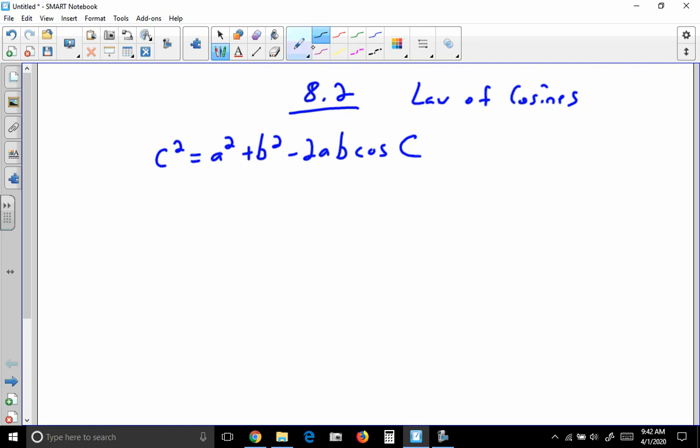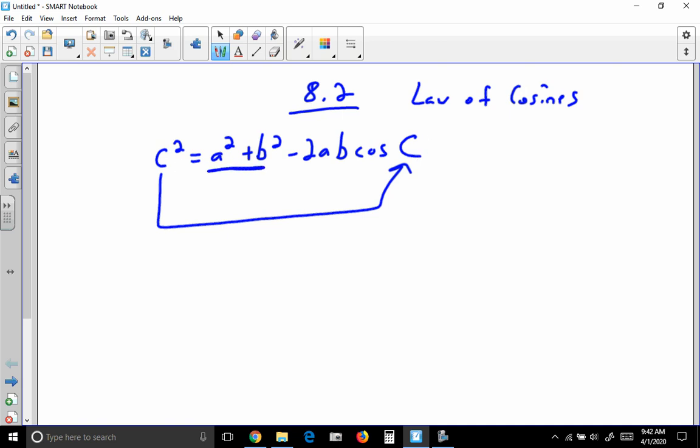Just note that if we have C on the left side, that's the angle that we're taking cosine of. So if C is over here, then these angles are A and B. Those are the letters that are in front of here. So if we have sides A, sides B here, we have side A, side B here.